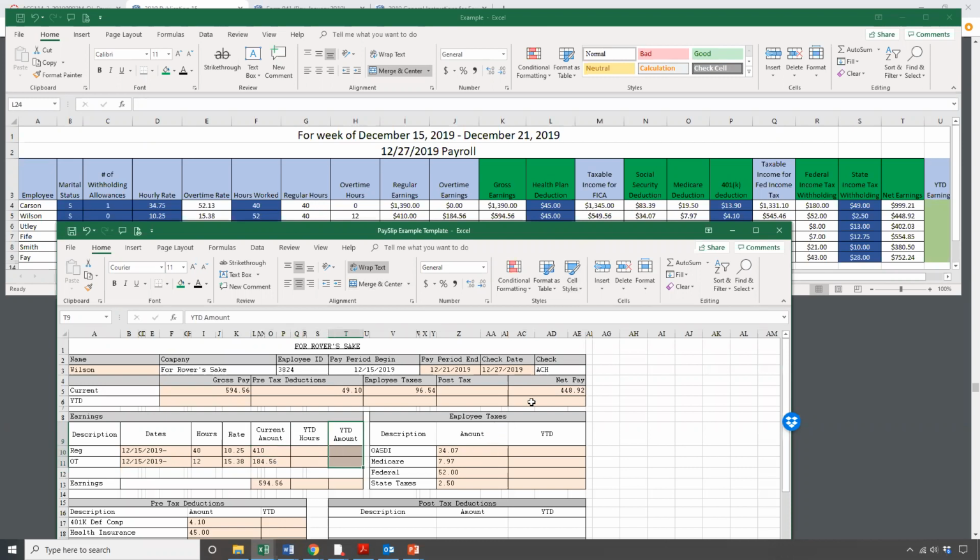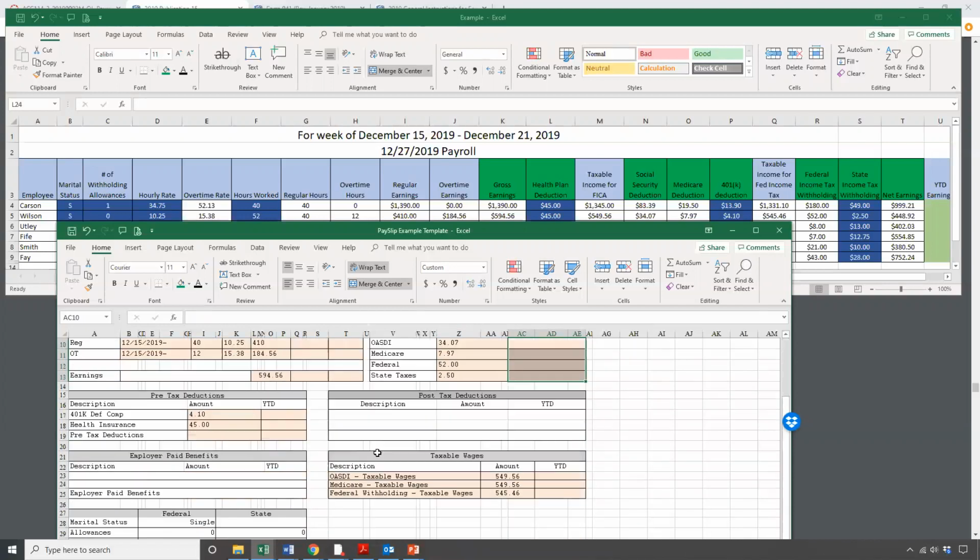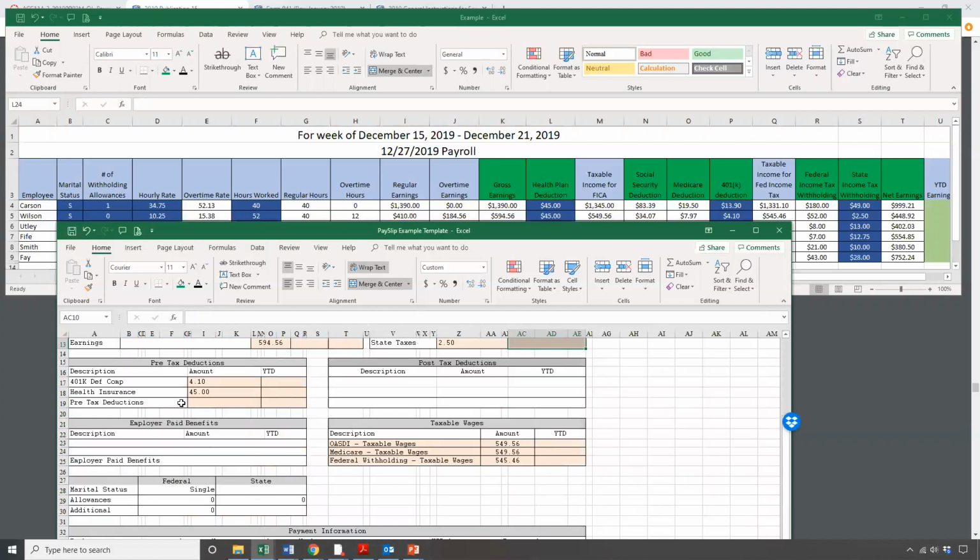Then your employee taxes, you can see from up above, we calculated the OASDI or Social Security to be $34.07, the Medicare to be $7.97, federal tax withholding to be $52, and then state taxes of $2.50. Again, fill out your year-to-date information when you've got that information. Okay, pre-tax deductions. There is a 401k deduction of $4.10 and health insurance of $45. And then you can fill out your year-to-date information there as well.